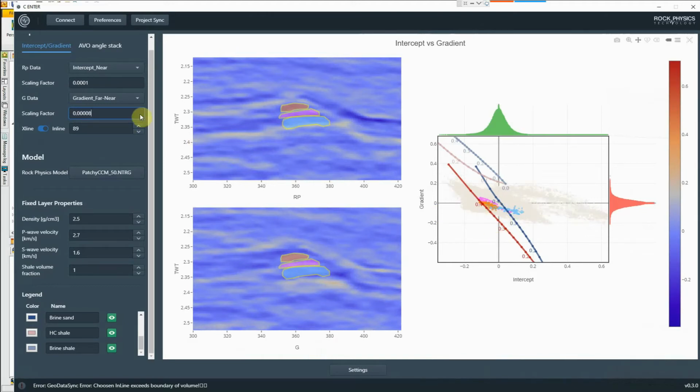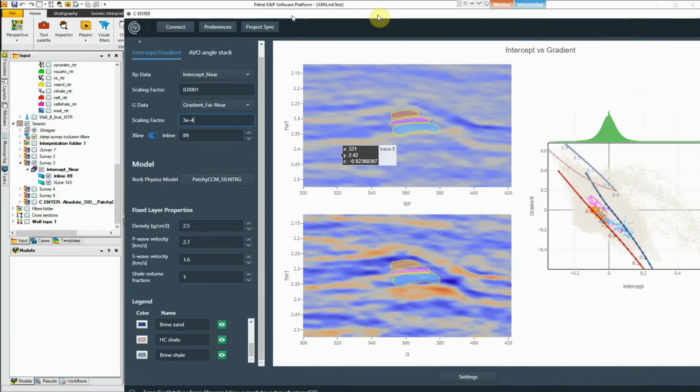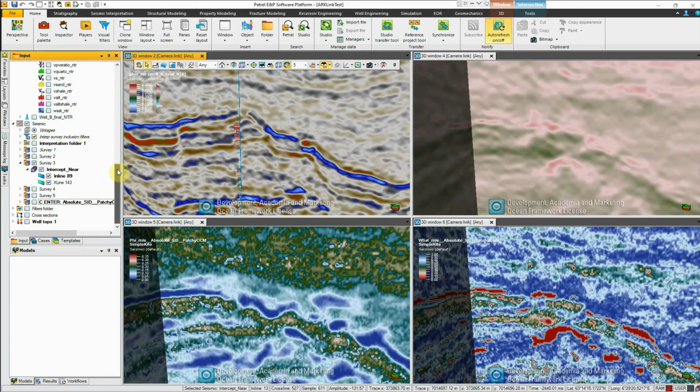Okay, that went the wrong way, so let's go back and instead do 0.2 here. So we want to stretch the data here a little bit. There we go. Let's try to stretch it a little bit more. Well, that is stretching. Let's have a look at the V shale here.